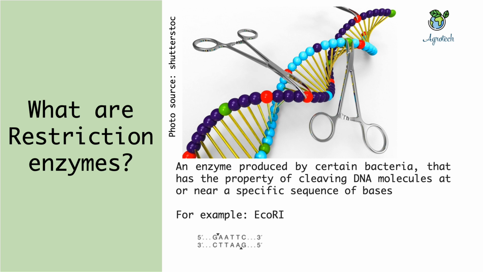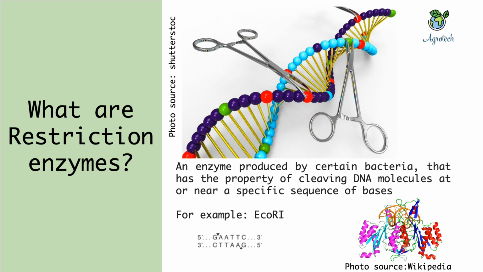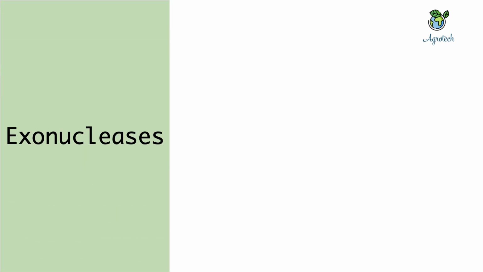example of EcoRI. The recognition site of EcoRI is GAATTC, and it can cut in between G and A from both directions if any polynucleotide sequence has this recognition site. Then this EcoRI can cut the DNA molecule. So don't be confused, restriction enzymes are from the endonuclease family. That's why they are called restriction endonucleases. Now let's go with exonucleases.